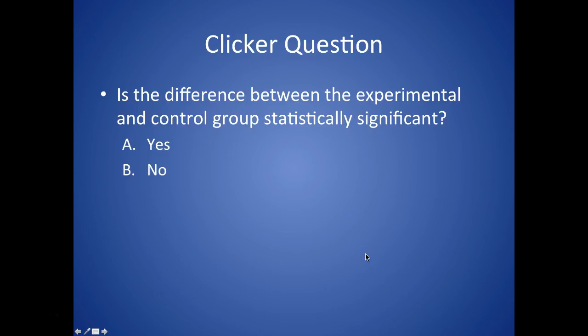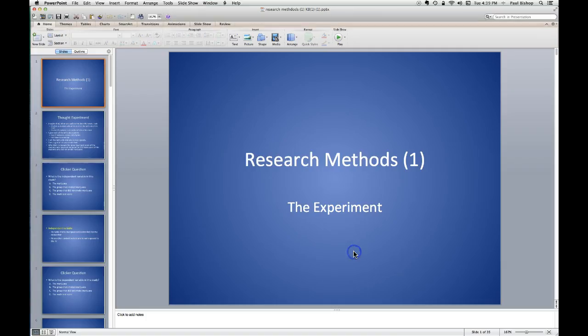Is the difference between the experimental and control group statistically significant? The answer is yes. Less than 5 chances in 100, and the result was 3 chances in 100. So statistically, there is a difference there. Is the difference between the experimental and control group clinically significant? Not really. A half a pound doesn't make a whole lot of difference.